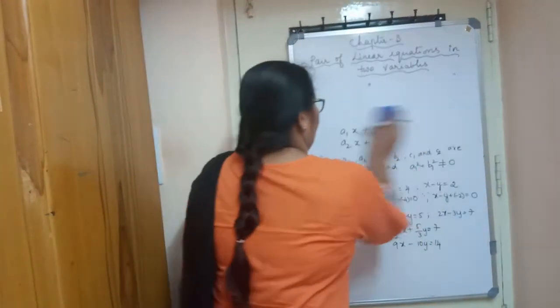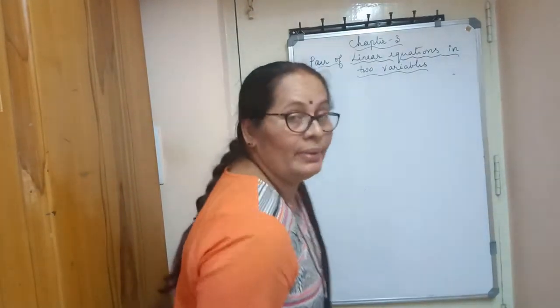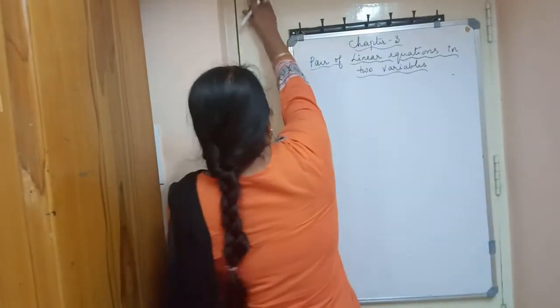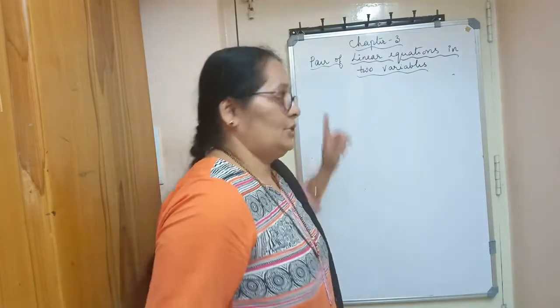Now, how can we represent these equations geometrically? There will be two straight lines. Already you learned in your previous class that a linear equation of two variables gives a straight line. Already you plotted graphs for this. But for a pair of linear equations, there will be two straight lines.